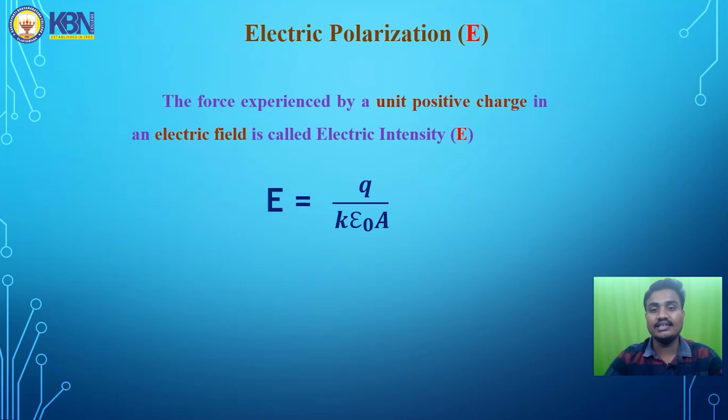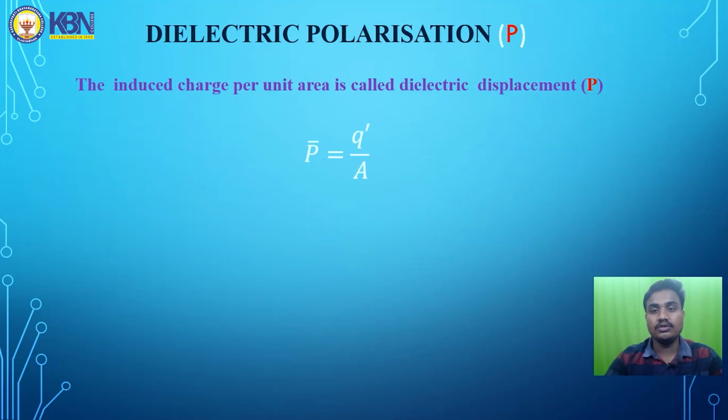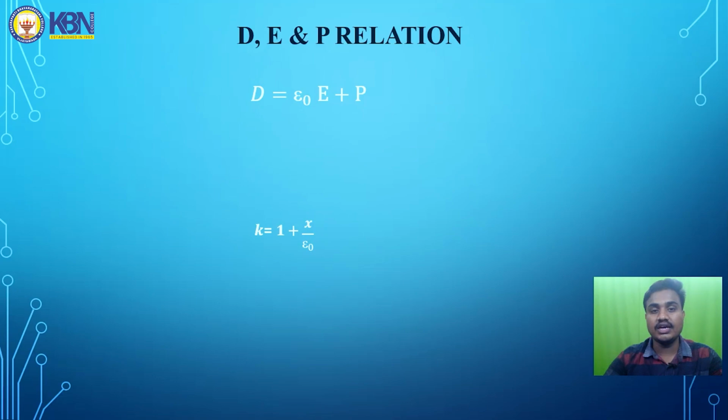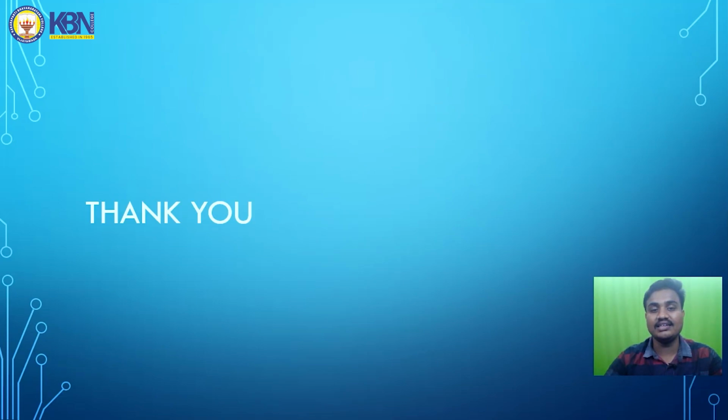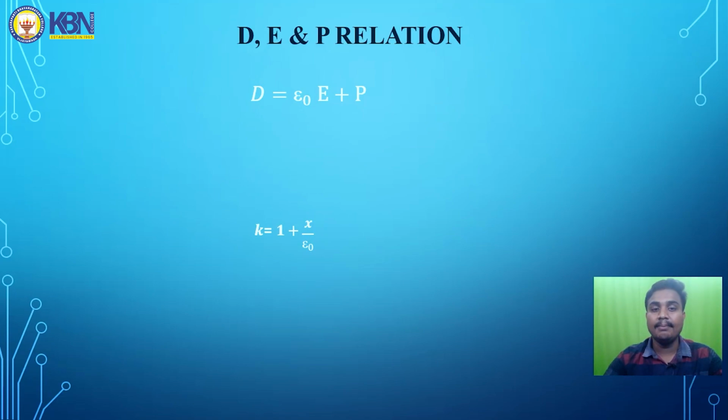The first one, electric, you can see here the dielectric polarization. The induced charge per unit area is called the dielectric displacement. Here D is given by D is equal to epsilon naught E plus P, where D is the dielectric displacement, epsilon naught is the permittivity of free space, E is the electric intensity, and P is the dielectric polarization.